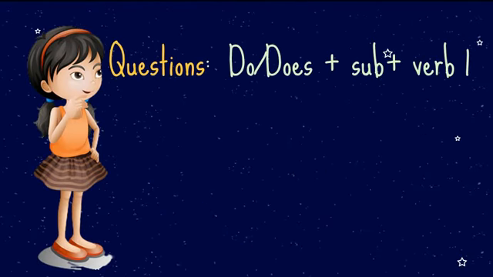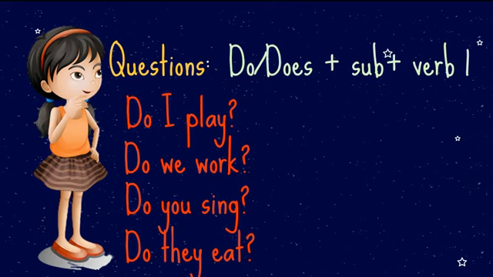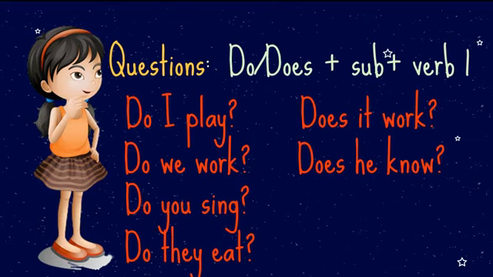When we talk about questions, we are going to use do or does plus subject plus first form of the verb. For example, do I play? Do we work? Do you sing? Do they eat? And with the third person singular, we use does. Does it work? Does he know? Does she cook?